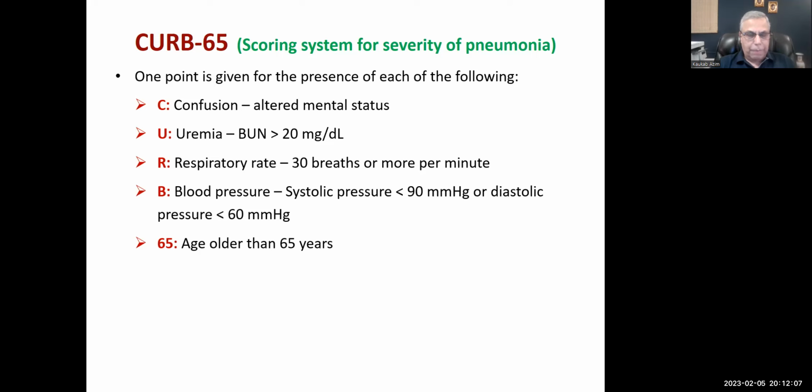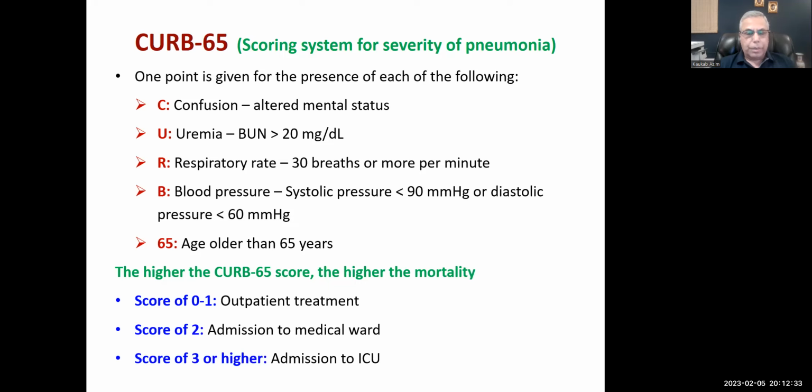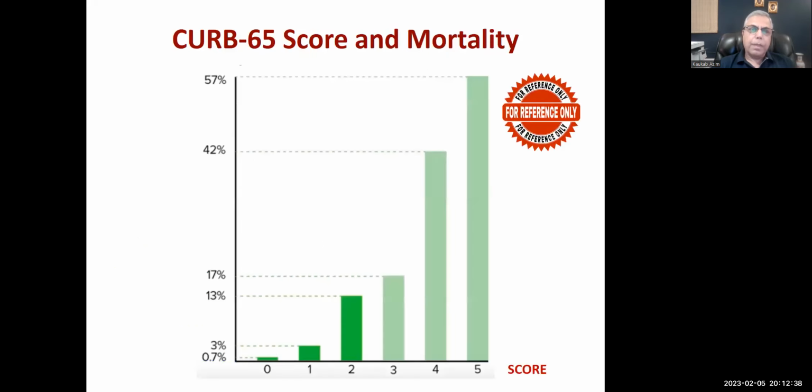Now, after we have all these results with us, we see how many points the patient has. If the patient has 0 to 1 points, then we give him treatment as an outpatient, right? If an elderly patient above 65 comes to you and he has no other symptoms, then you can give him treatment and send him home, okay? A score of 2 means admission to a medical ward, and a score of 3 or higher means admission to the intensive care unit, all right?